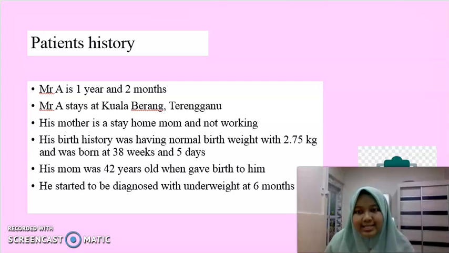And this is the patient history. We call him Mr. A. He is 1 year and 2 months old. He stays at Kuala Lumpur, Terengganu. His mother is a stay-home mom, not working, and he had a normal birth weight of 2.75 kg. His mom was 42 years old when she gave birth to him, and he was diagnosed with underweight at 6 months, just after he started to eat complementary feedings.